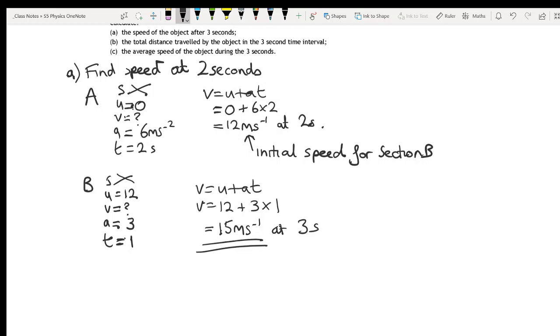Okay, so for part B, same thing happens again. Total distance travelled by the object, you need to look at section A, find the distance, and then look at section B, find the distance, and then add them together. Okay, do you want to have a go at that one? No, because it's an acceleration time graph, so you need to use SUVAT again to find S. Yeah, you'd do that if it was a velocity time graph, but it's an acceleration time graph.